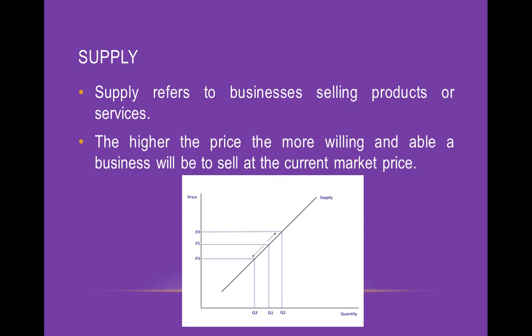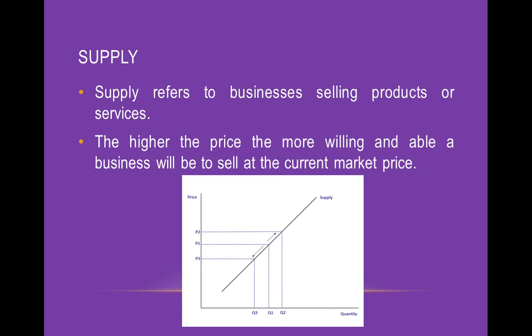So supply refers to businesses selling products or services, and the higher the price, the more willing and able a business will be to sell at the current market price. So the higher the price, the higher the profit margin a business will make on each unit that it sells, so they'll be more willing to supply to the market.